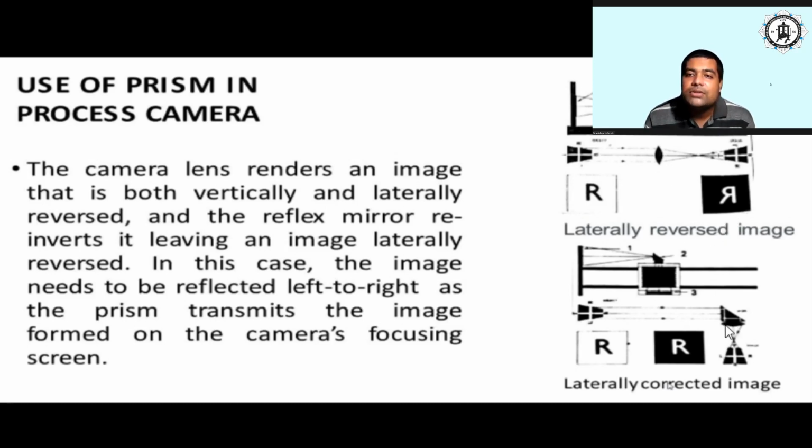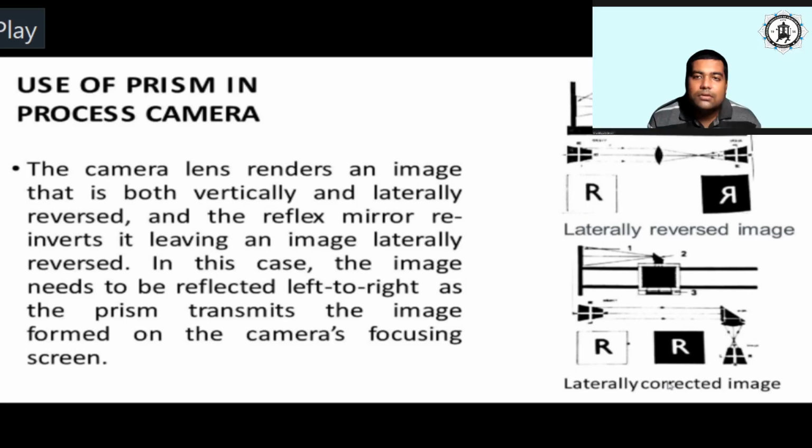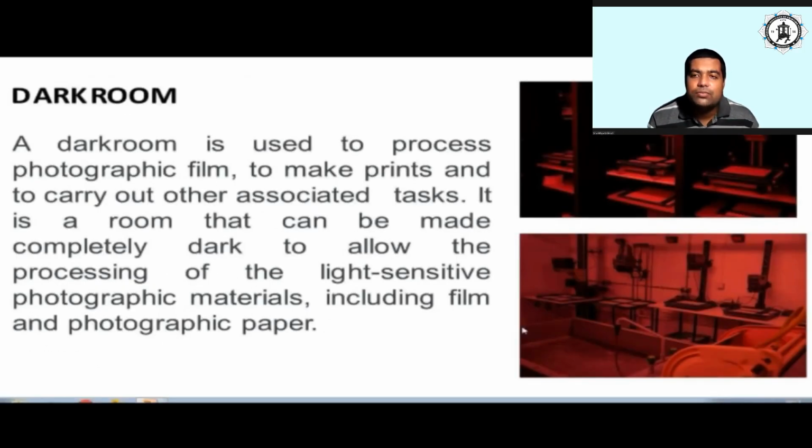But because of the presence of the prism and the way it refracts light, the ultimate resultant image that we see, when the image is forming on the transparency, becomes laterally correct. So this is basically the method using which we laterally correct the images which were previously reversed. This type of optical system is also incorporated in the process camera, and this was actually manipulated earlier in order to get accurate images.